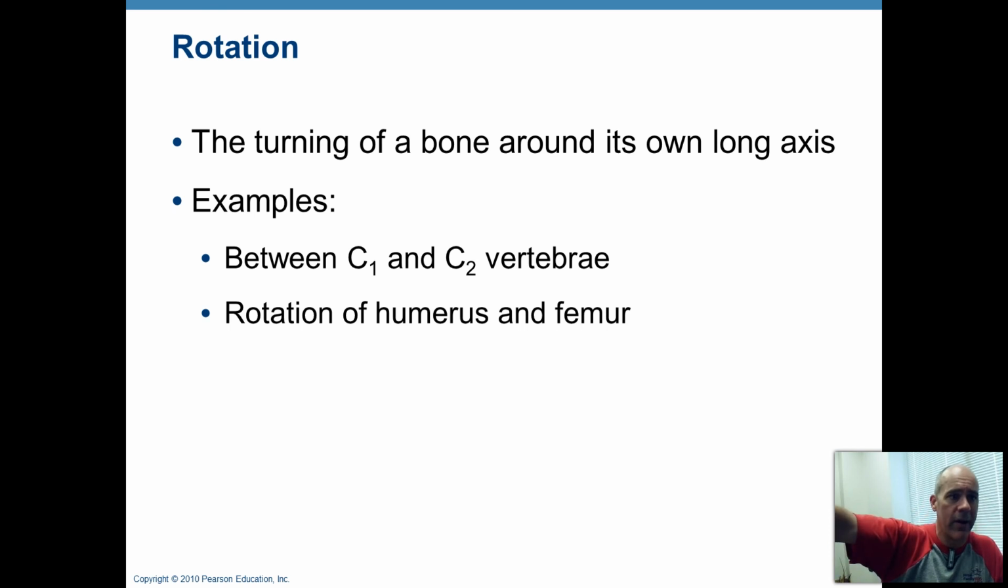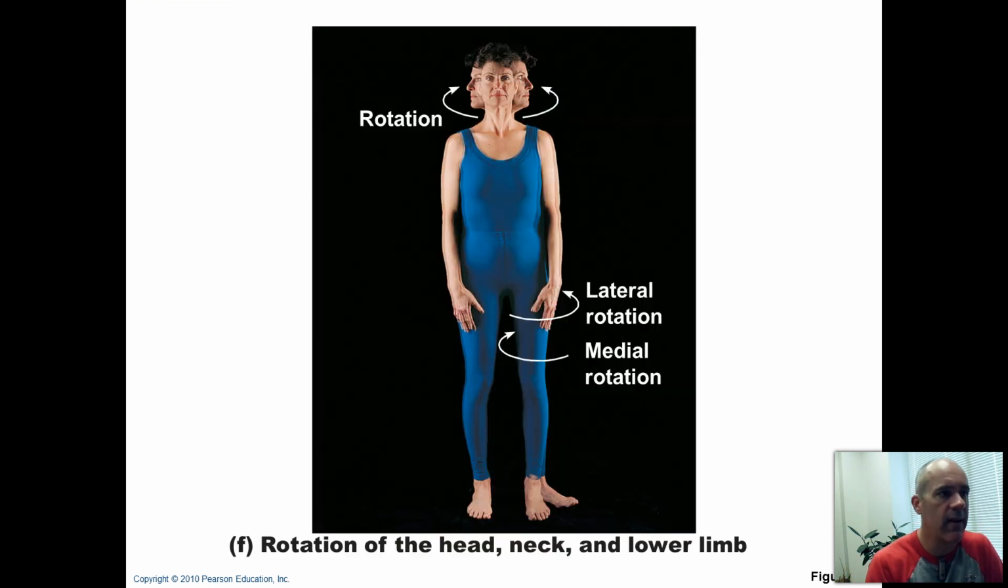You can also rotate your humerus back and forth. You can't rotate it all the way around, hopefully, but you can do some rotation with that around its axis if you imagine a line going right down the center. Same thing with your femur. You can rotate that back and forth as well.